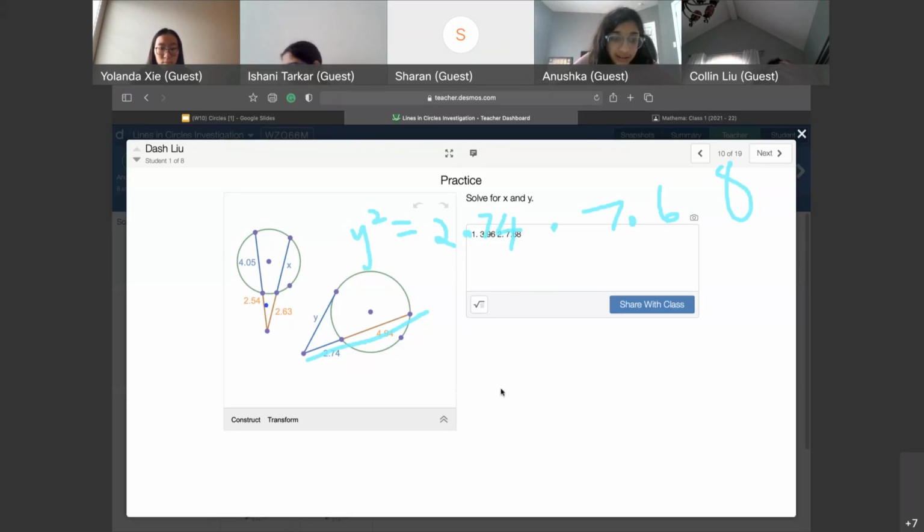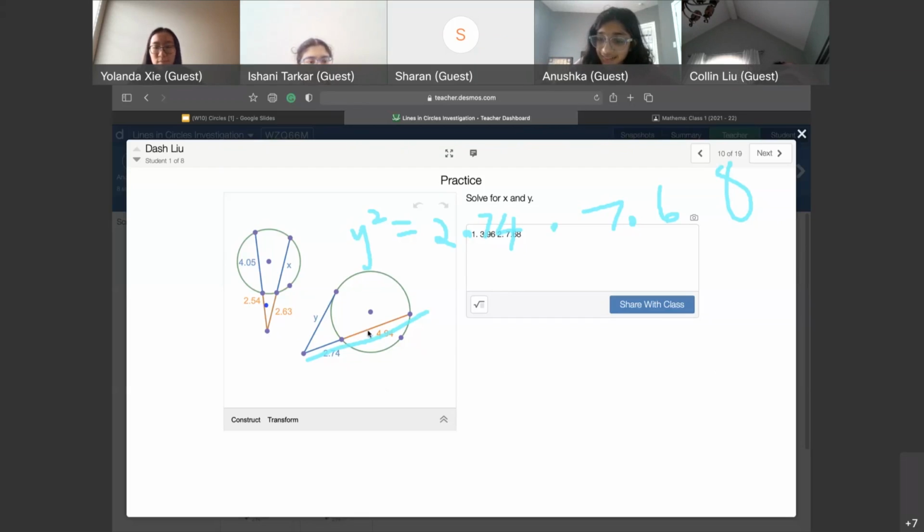So 2.64 times 7.68 is equal to 20.2752. So we find the square root of that. And we should know that this is going to be less than 5, right? So it's around 4.50279913. So you could just put 4.5 as your answer. And that is what you should get.